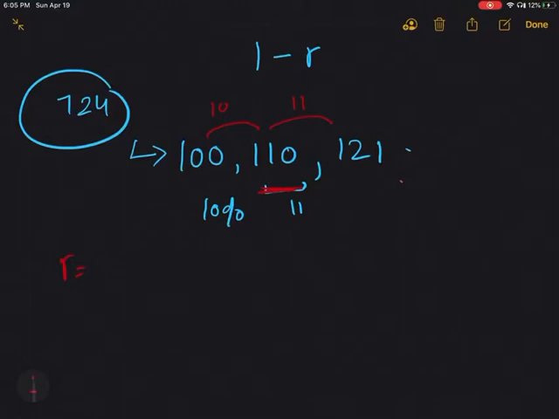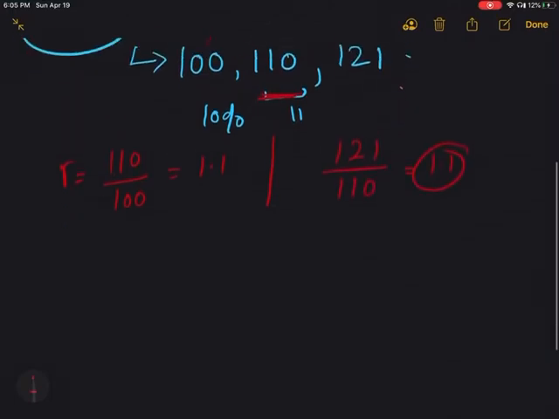So what's the ratio? I will take the second number, which is 110, divided by 100. So it seems to be 1.1 or 11 over 10. Just to check, I'm going to try the next two numbers. I have 121 divided by 110, which is also 1.1. So you already know the ratio is 1.1.